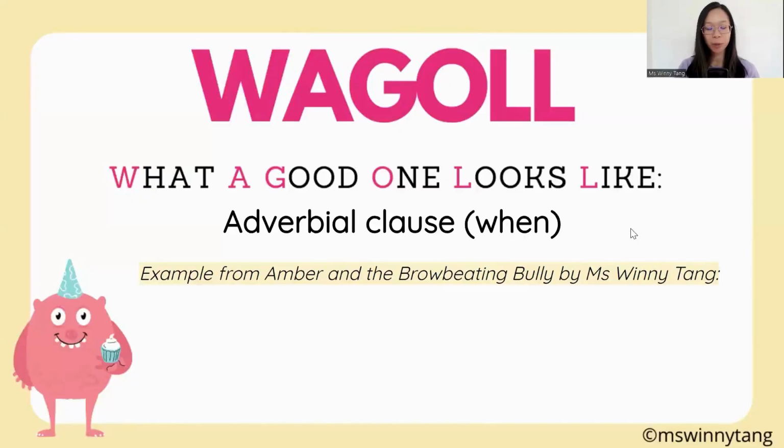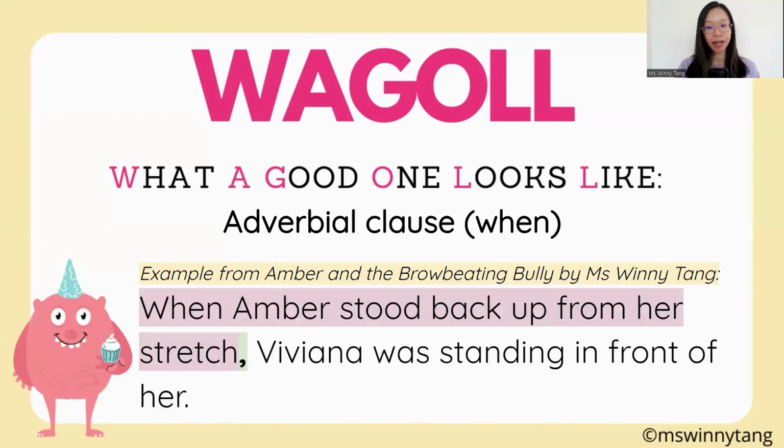Here is an example of an adverbial clause telling us when something is happening. When Amber stood back up from her stretch, comma, Viviana was standing in front of her. So we have our adverbial clause at the beginning, starting with our subordinating conjunction when, and because we have popped it in the beginning of the sentence, we have put a comma afterwards.